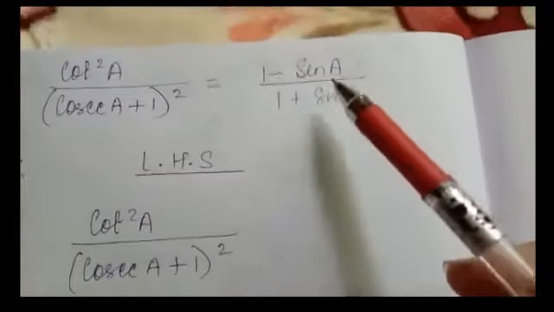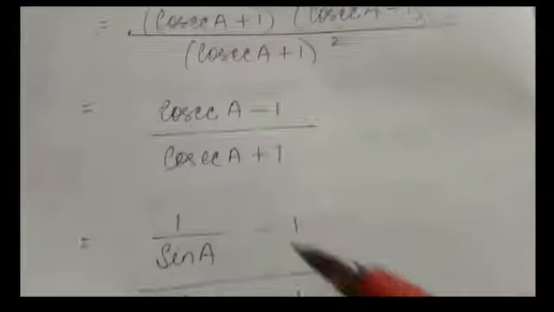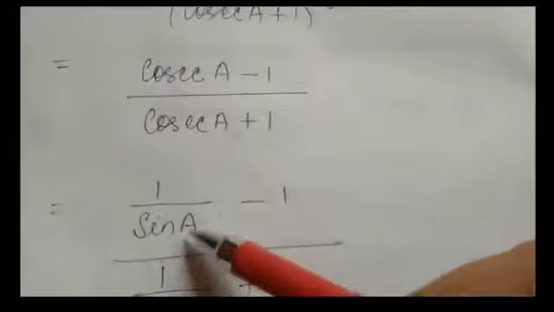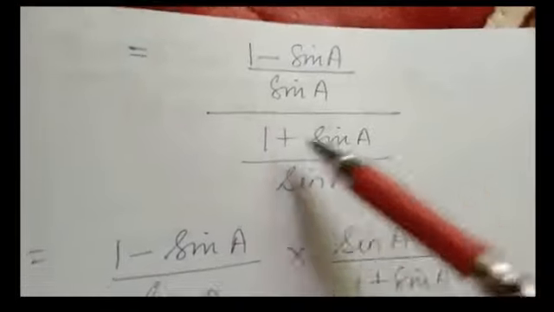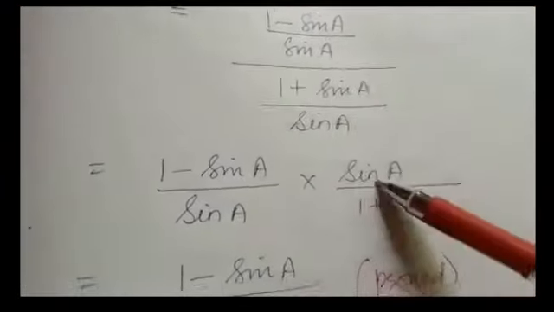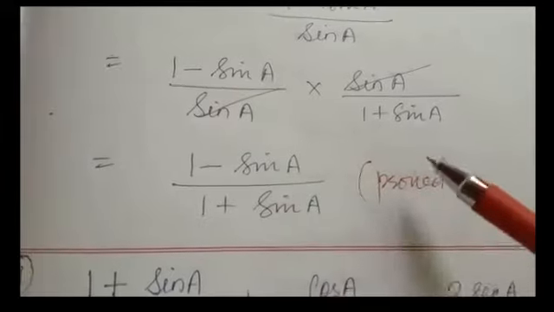But our right hand side is in the form of sin A. So cosec A can be written in the form of sin. Cosec is 1 by sin, so (1 by sin minus 1) divided by (1 by sin plus 1). Now we will take the LCM. After taking the LCM, we will get (1 minus sin A) divided by sin A, whole divided by (1 plus sin A) divided by sin A. This will be reciprocal, right? Sin A cancels. (1 minus sin A) divided by (1 plus sin A). Proved.